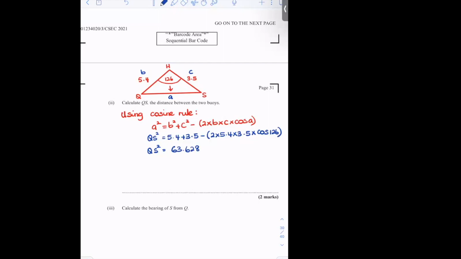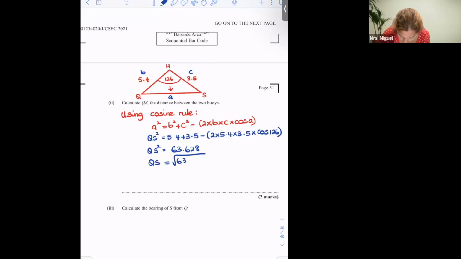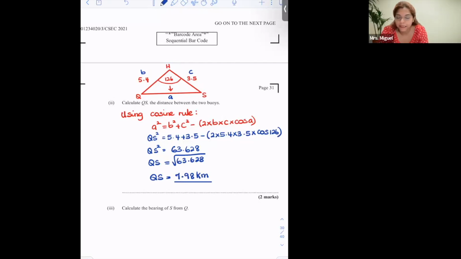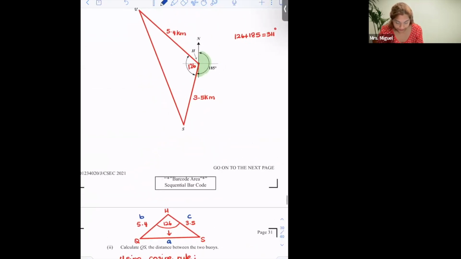Yes, miss. So QS is the square root of 63.628. QS is equal to 7.98 kilometers. Do you all have that? Yes, miss. Is there anybody in the class who didn't get that and would like me to go over it? All right, the last part now.